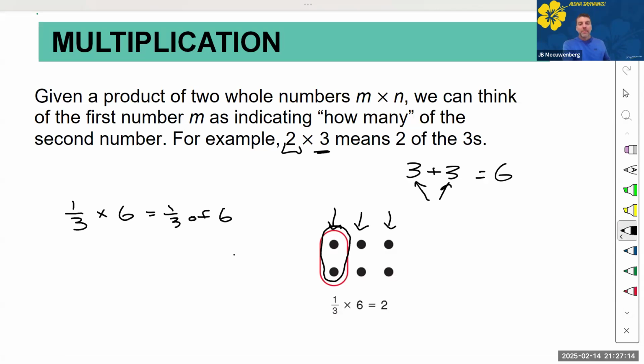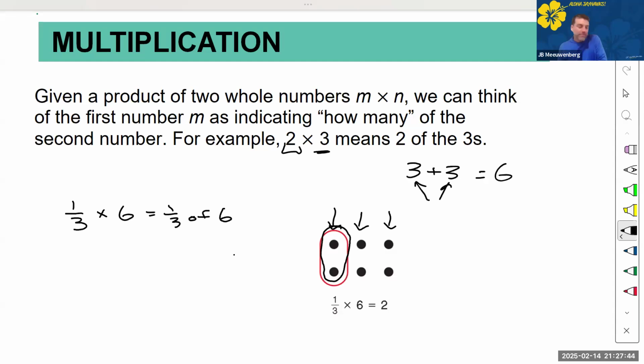So we're going to start multiplying fractions by some whole numbers. But there's a really funny thing that happens that can often be a little confusing. When we multiply by a whole number greater than 1, the product is greater than the second number being multiplied. But when we multiply by a fraction less than 1, the product is less than the second number being multiplied.